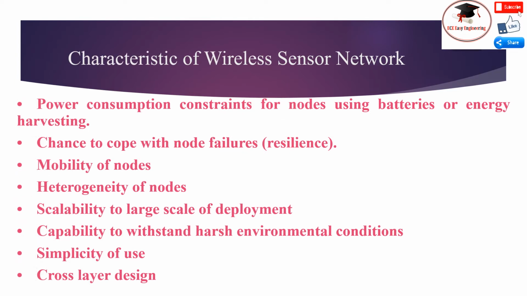Characteristics of wireless sensor network. Power consumption constraint for nodes using batteries or energy harvesting, chance to cope with node failure, that is resilience, mobility of nodes, heterogeneity of nodes, scalability to large scale of deployment, capability to withstand harsh environmental conditions, simplicity of use, cross-layer design.